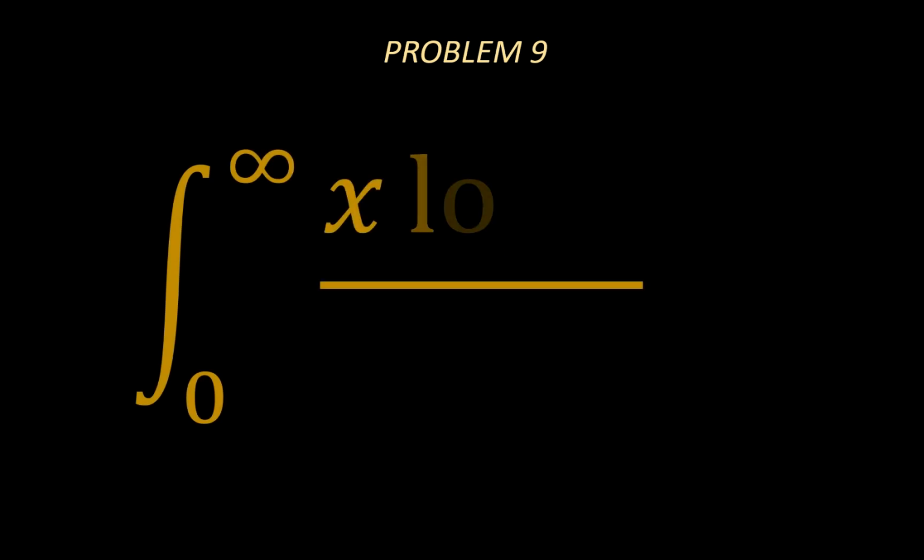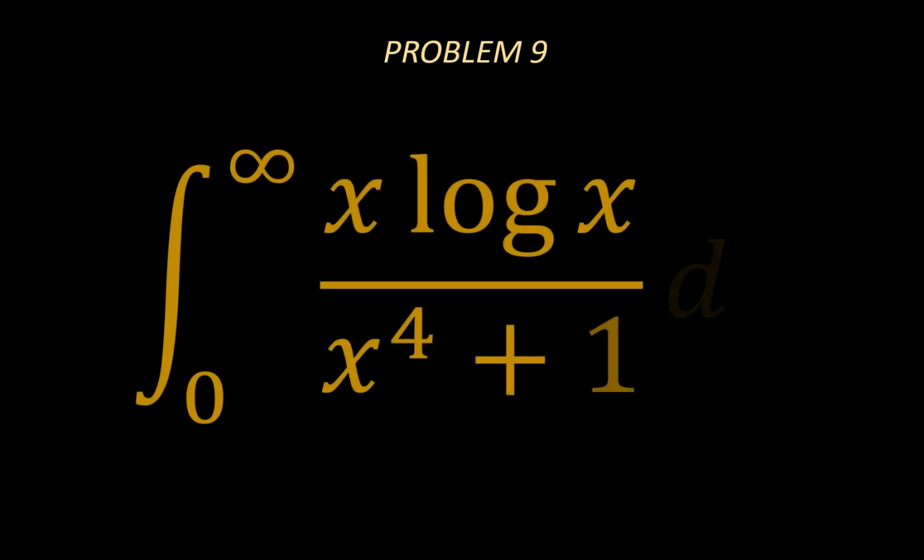So problem number 9 is the definite integral from x equals 0 to x tending to infinity of x times natural logarithm of x over x to the power 4 plus 1. So this is an interesting problem. The first thing that I would do is, as I said, look for a more complicated expression and use u to substitute that instead.